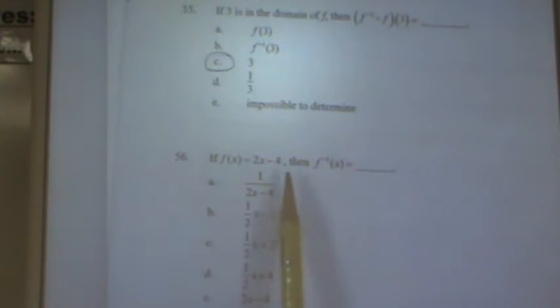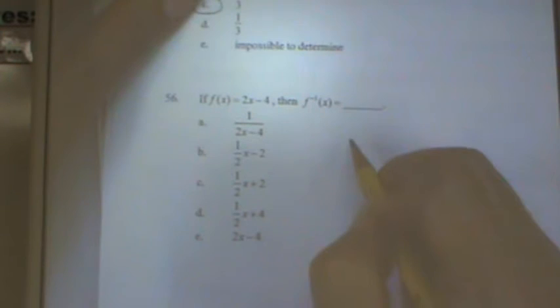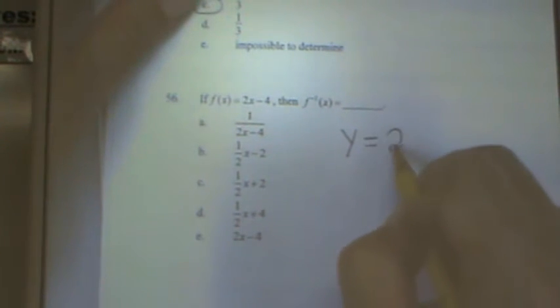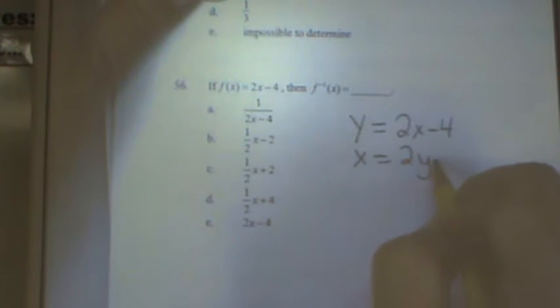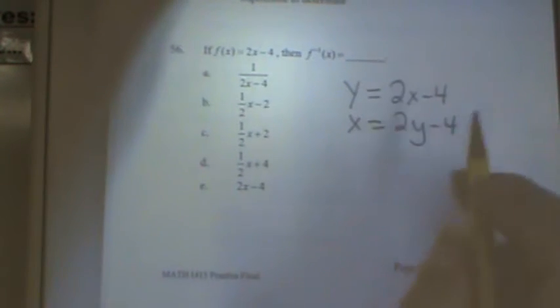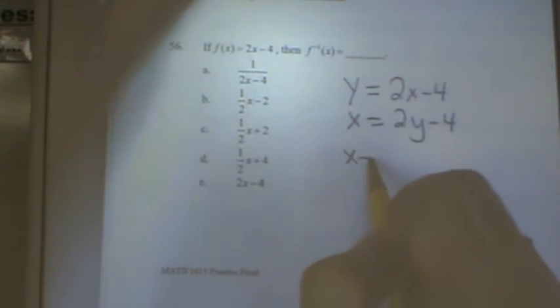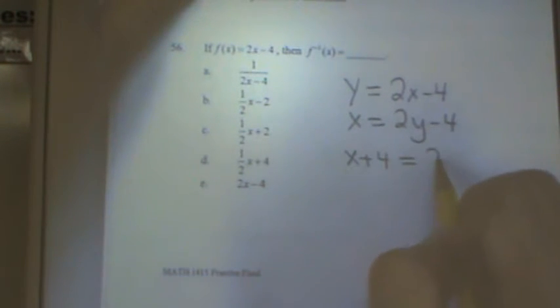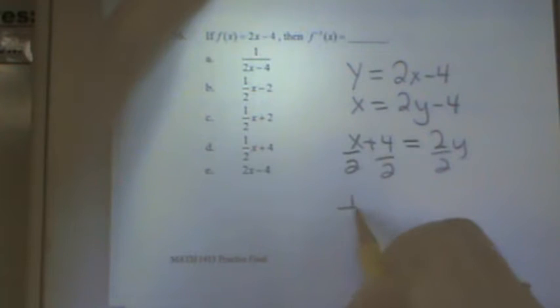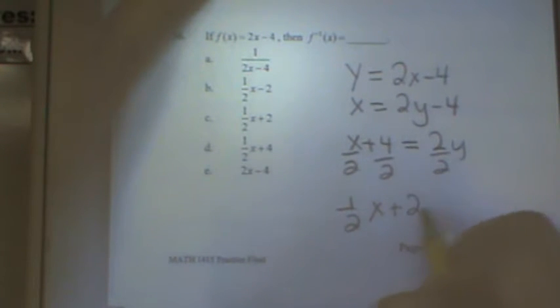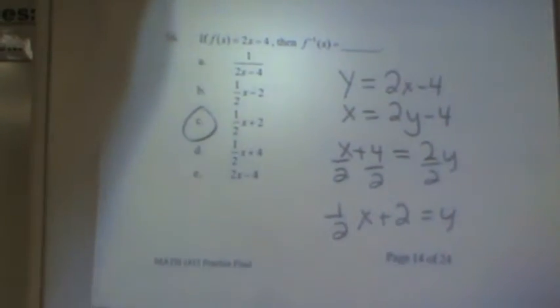This one's asking you what's the inverse of this function. So it says y is equal to 2x minus 4. The inverse is when you switch x and y around. And solve this now for y. So add 4, and then divide everything by 2. So 1/2 x plus 2 is equal to y. Correct answer would be C.